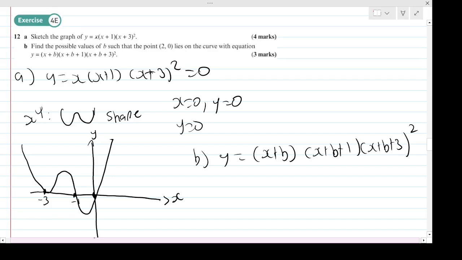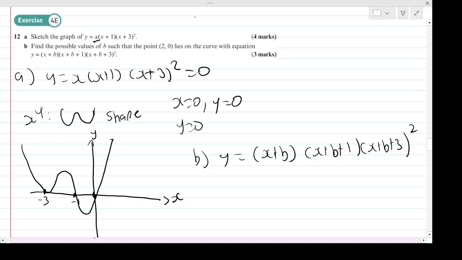So what is going on here? First of all, with this type of question, compare what you've got to the original question. So here I have this curve (x + b + 1)(x + b + 3) squared. It resembles this. Hopefully you can spot that, right? Let's actually compare exactly how they're different.